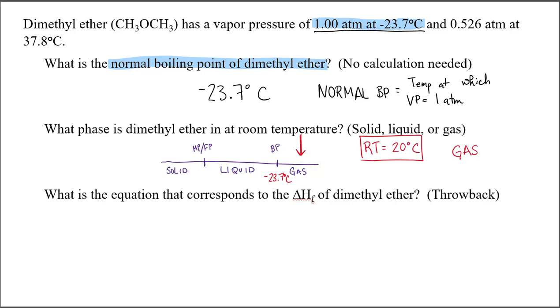What is the equation that corresponds to the delta H of formation of dimethyl ether? So this is again from last semester. And what we did is we said, all right, we're going to form 1 mole of the compound from its elements. So I'm going to rewrite dimethyl ether in normal terms.